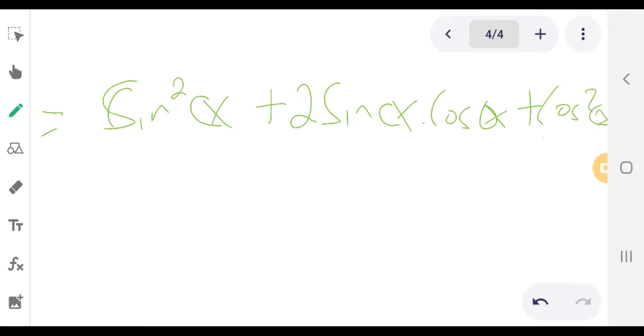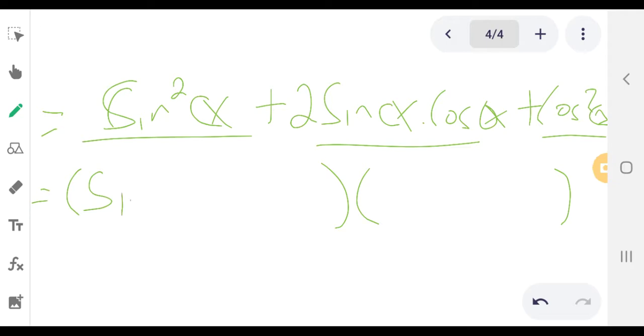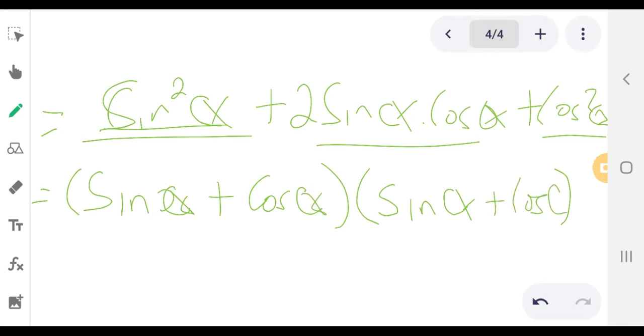Now how many terms do I have? I have 1, 2, 3. Now when you look at this, it is a quadratic. I have a squared, I also have a squared. Then I will open 2 brackets. If I open my 2 brackets, I will have sine alpha, and then I will also have sine alpha here. These are factors of sine alpha squared. Now I will also have plus cos alpha plus cos alpha. Now guys, if I multiply, this is going to give me exactly what I have here.